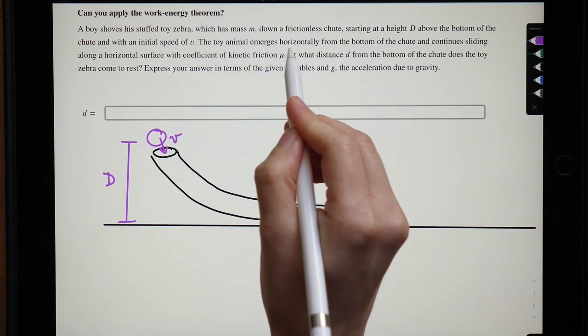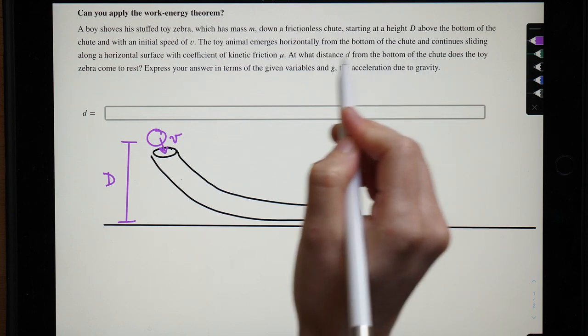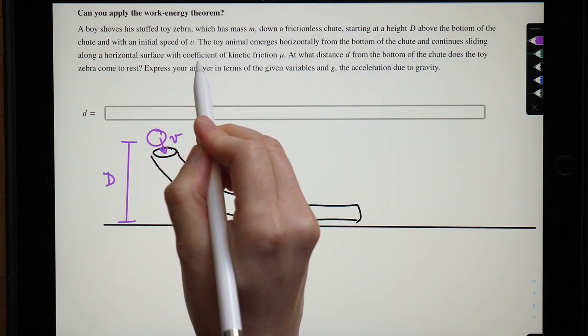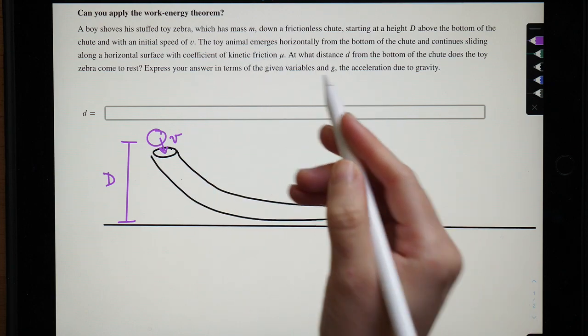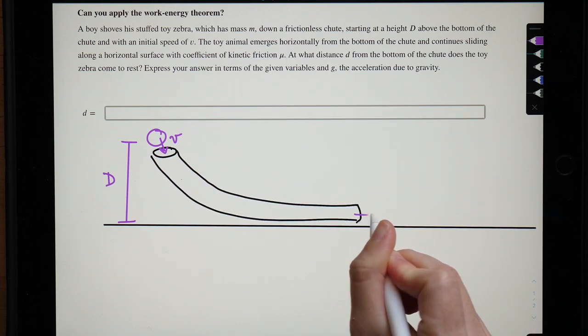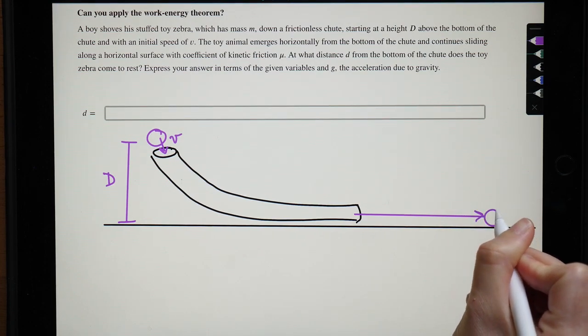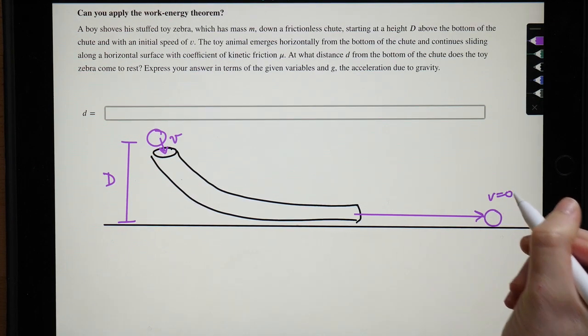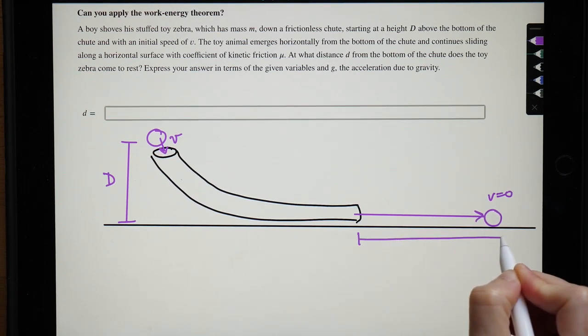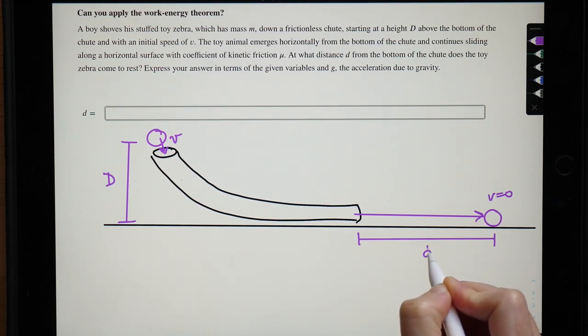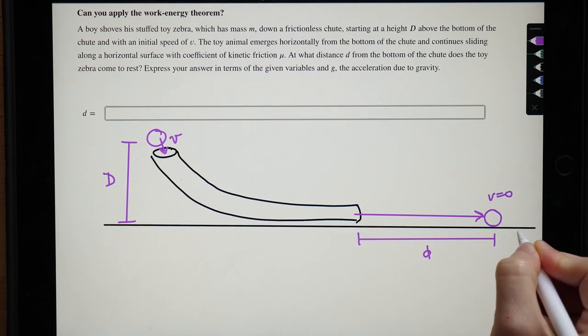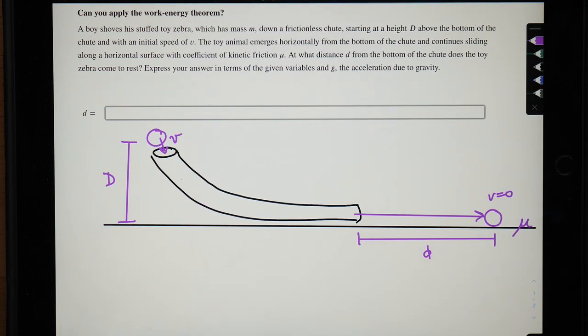And then it says the toy emerges horizontally from the bottom of the chute and continues sliding along a horizontal surface with coefficient of kinetic friction, mu. So the zebra comes out the bottom and it slides this way and comes to rest, so v is 0 there, a distance lowercase d from the bottom of the chute, and this surface has friction, but the chute is frictionless. Okay, so we're trying to find d.